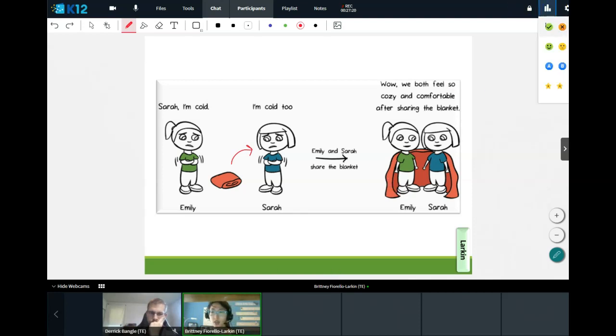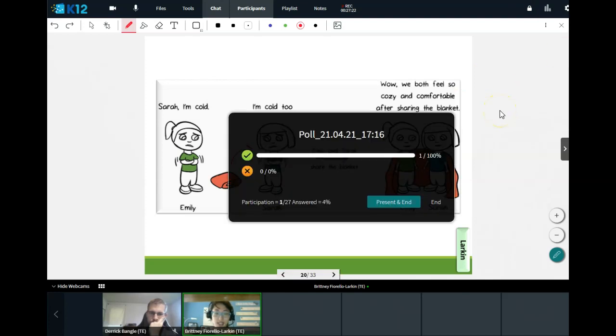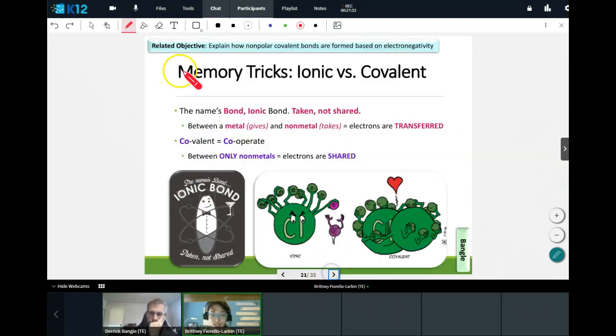All right, go ahead and give me a green check, orange checks if that's beginning to make sense. Again, it's not technically their own electron, but by sharing, it makes them feel like they are full, feel like they are happy. Excellent. Okay, so let's go ahead and talk a little bit about other ways to remember this.